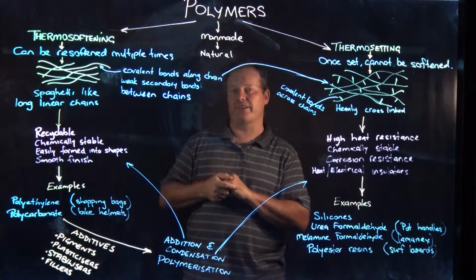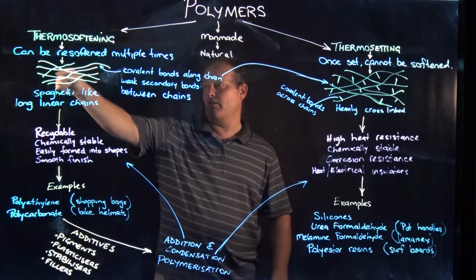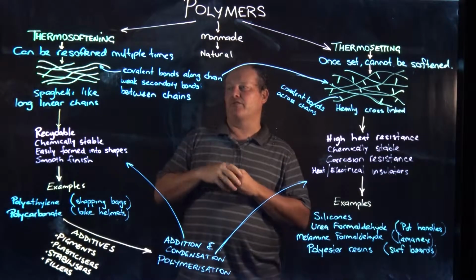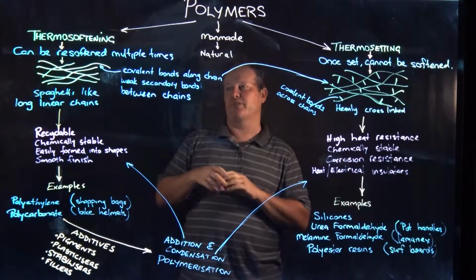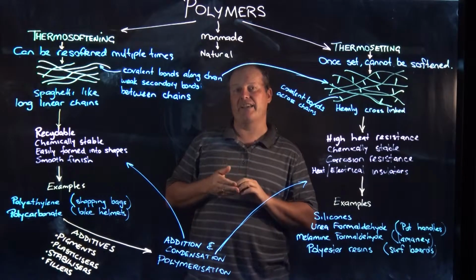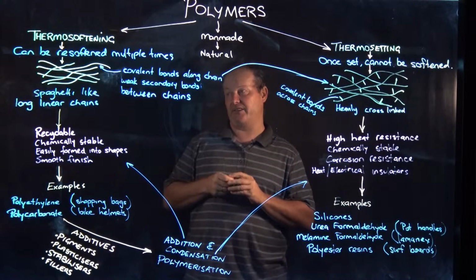And the way we draw them for examination purposes is with long linear chains that look a bit like spaghetti. Now, to describe the bonds in these structures, we say they have strong covalent bonds along the chain, but have weak secondary bonds between the chains.